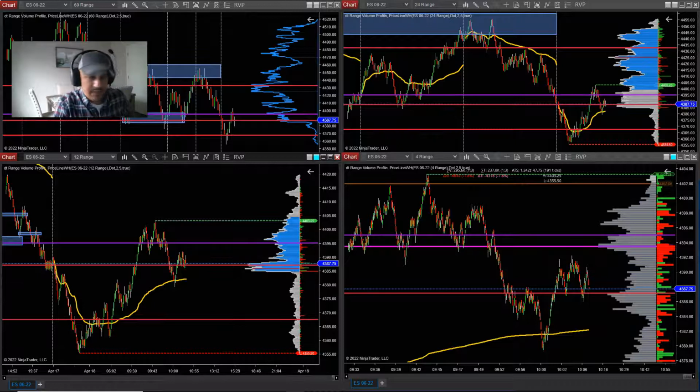Wait it out here and see what price is trying to do. See what the market is trying to do. We're too close to the VPOC for one.